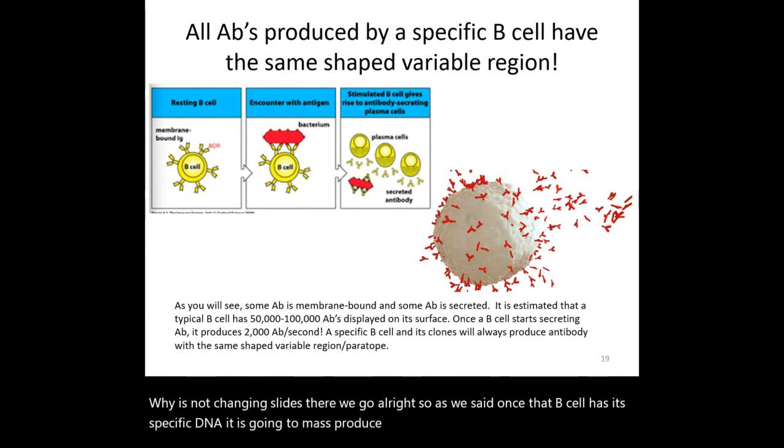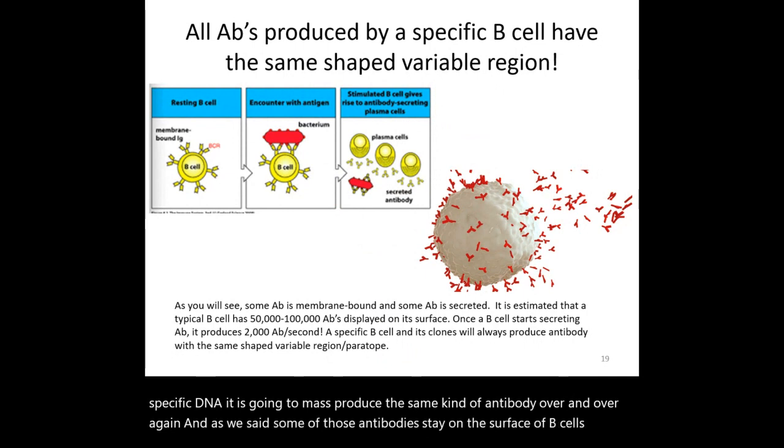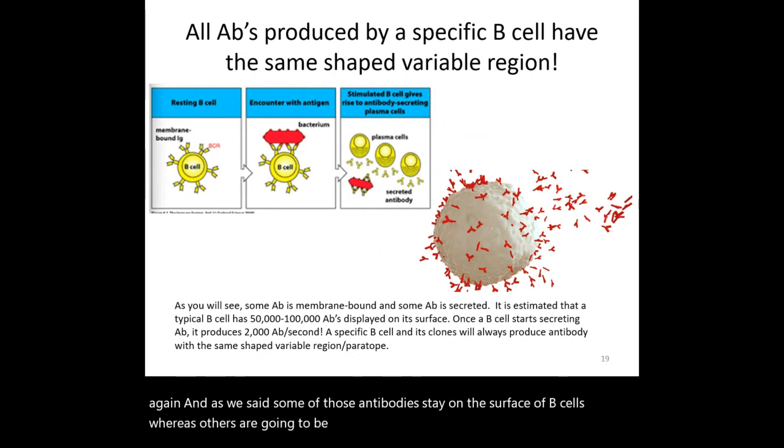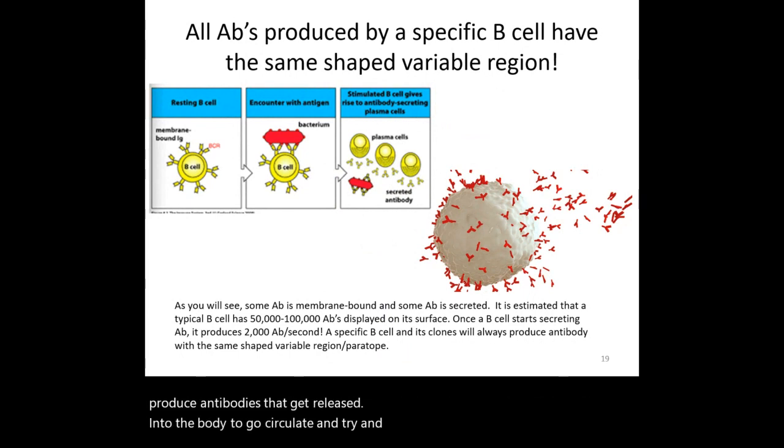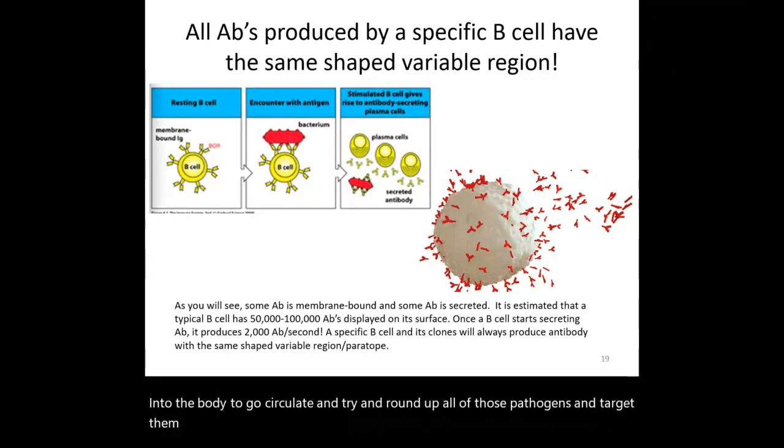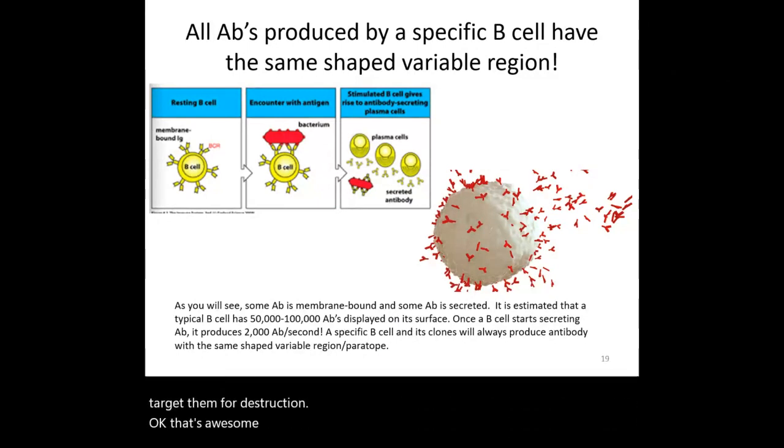All right, so as we said, once that B cell has its specific DNA, it is going to mass produce the same kind of antibody over and over again. And as we said, some of those antibodies stay on the surface of B cells, whereas others are going to be released once the B cell is activated and differentiates into a plasma cell, because those plasma cells are going to mass produce antibodies that get released into the body to go circulate and try and round up all of those pathogens and target them for destruction. Okay, so some cool facts for you down here. I'm not going to test you on these numbers. But it's really cool how quickly we can mass produce antibodies.